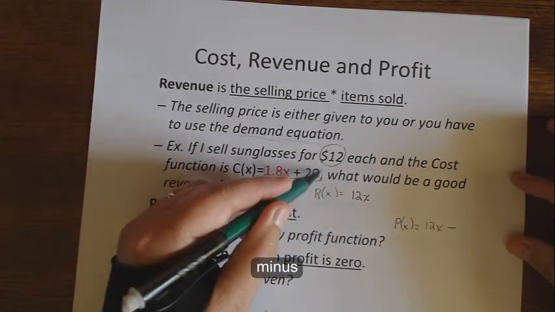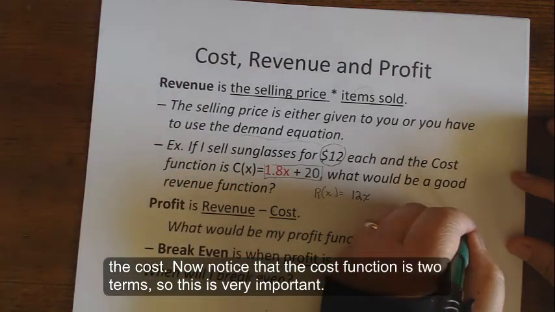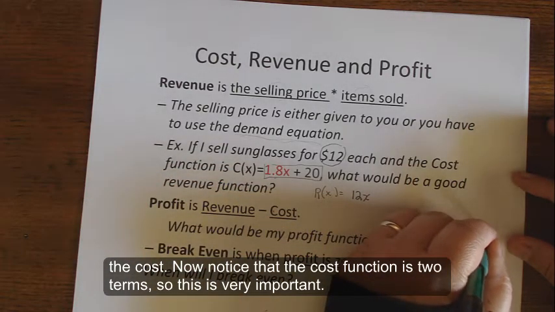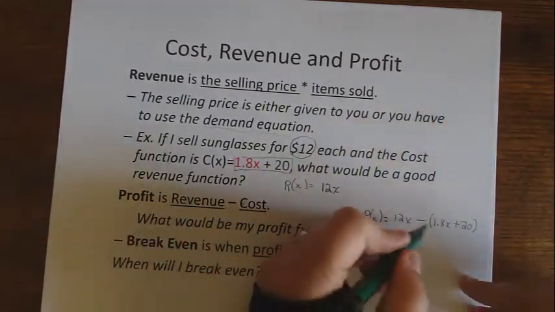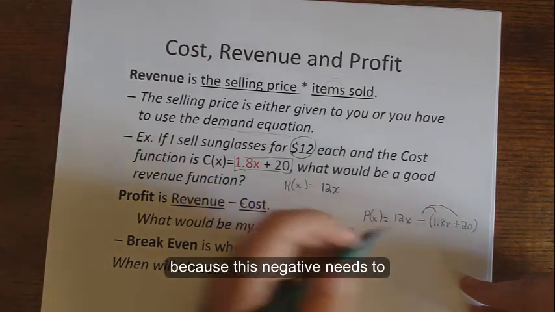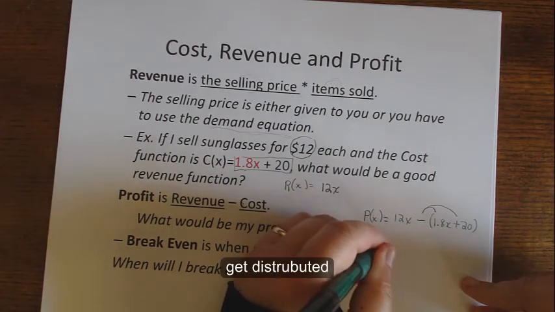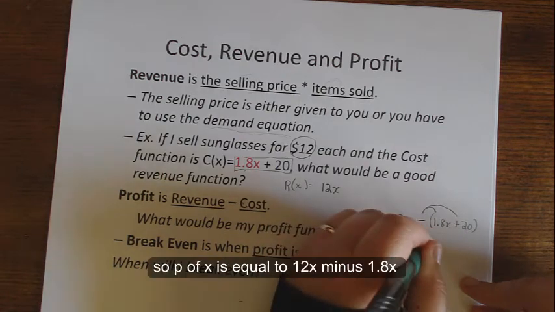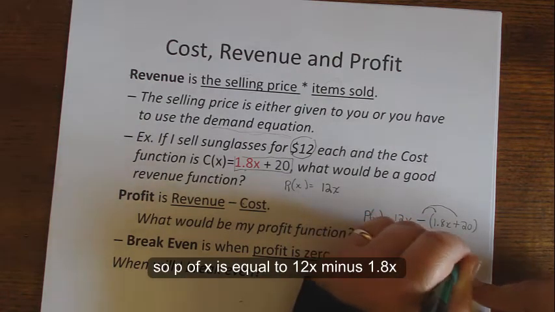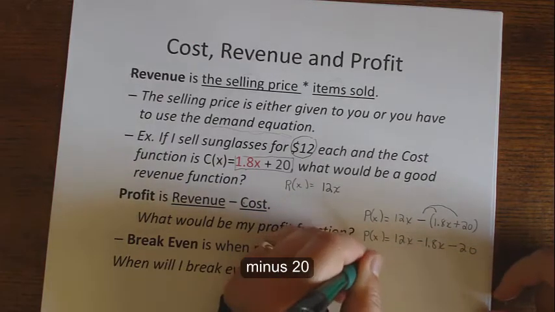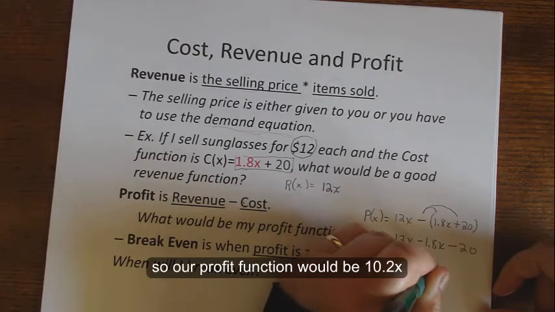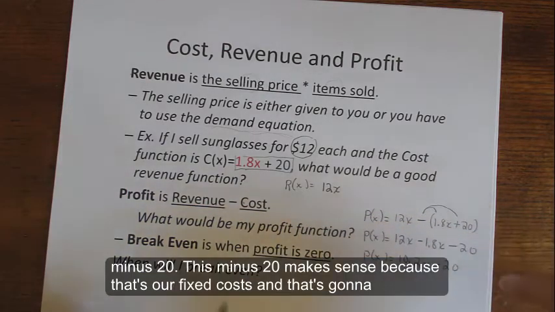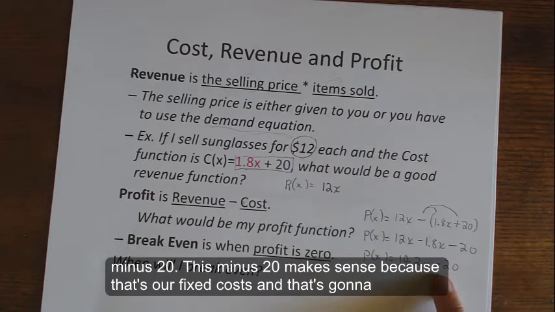Now, notice that the cost function is 2 terms, so this is very important. You have to remember to put parentheses around the cost function, because this negative needs to get distributed. So P of x is equal to 12x minus 1.8x minus 20. So our profit function would be 10.2x minus 20. This minus 20 makes sense because that's our fixed costs, and that's going to take away from our profit.